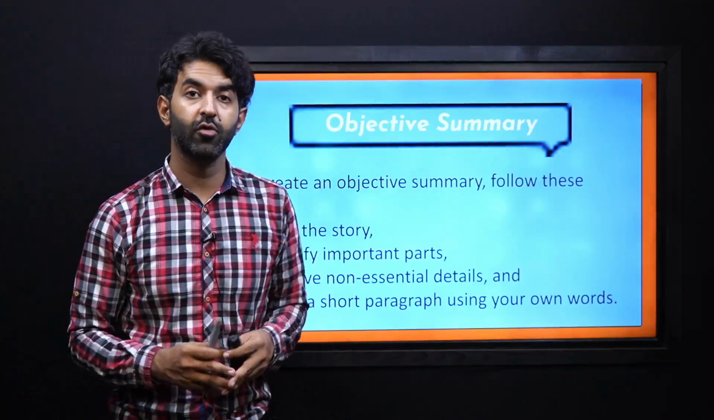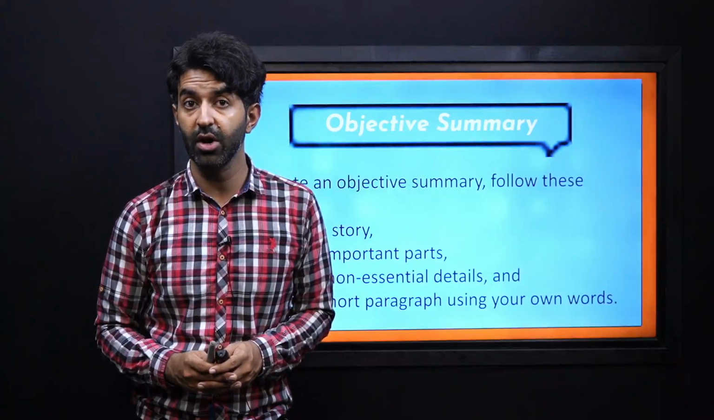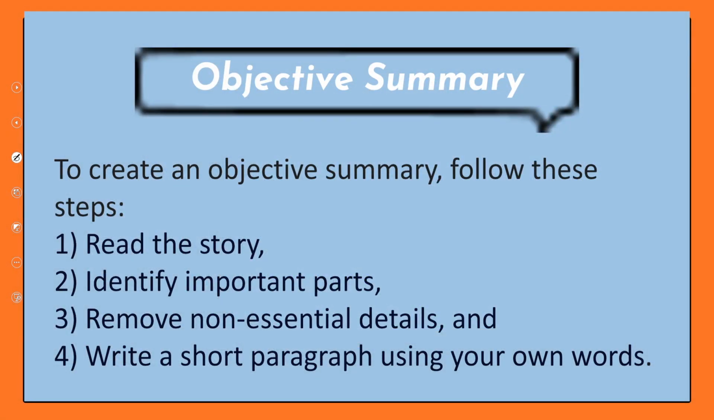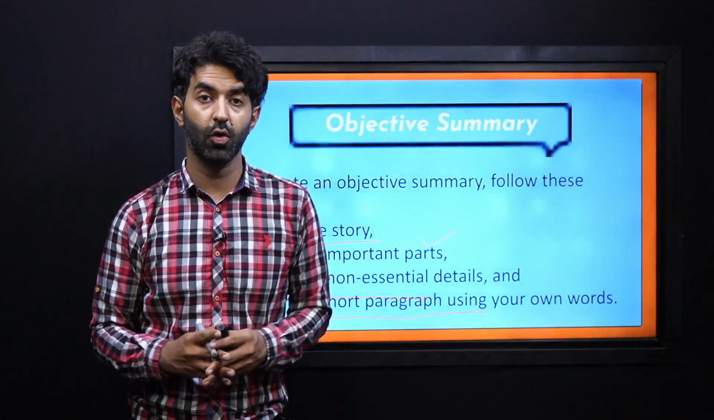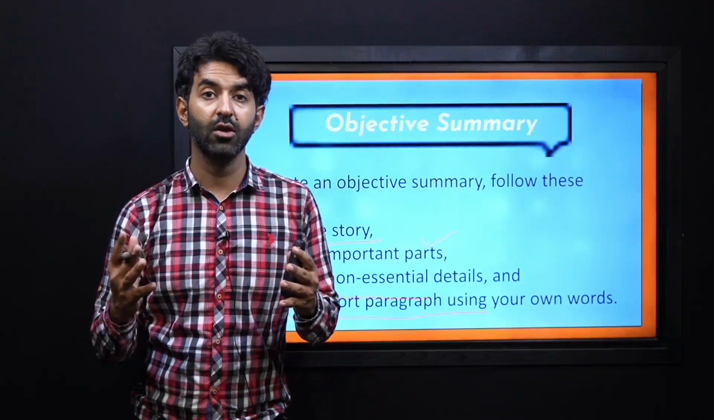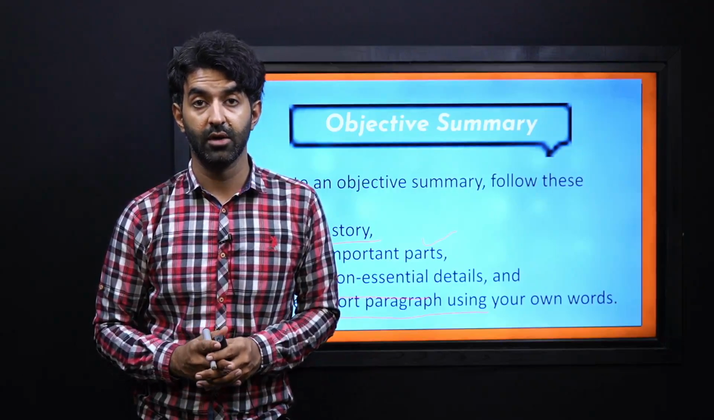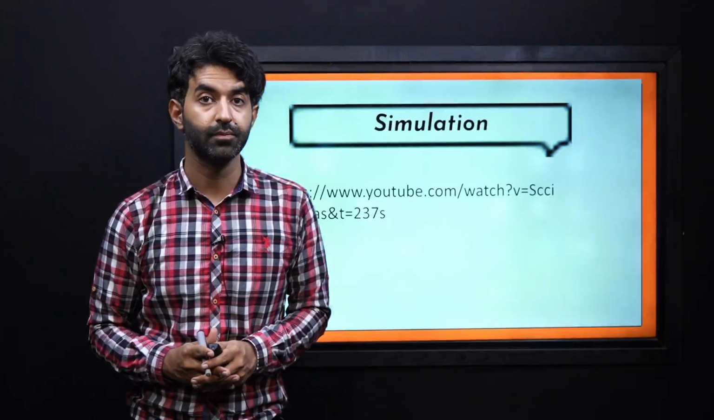For example, if you want to write an objective summary of a story, first you will read the story, then identify the main parts, remove non-essential details, and write a short paragraph using your own words. So just include important details in the story, use your own words, and this way you can create a very good objective summary of any story.